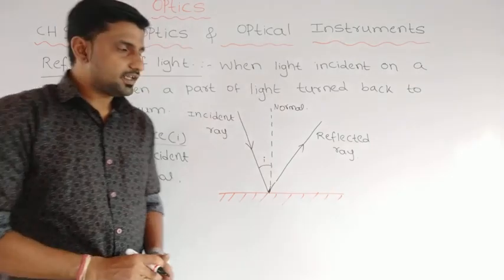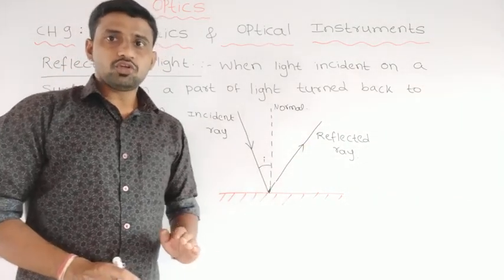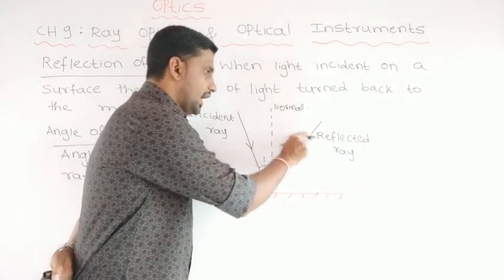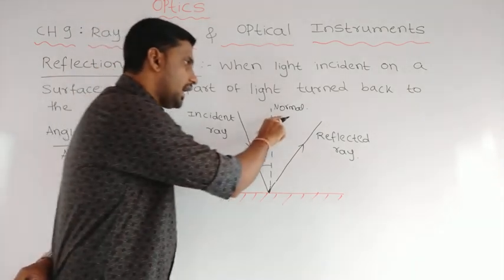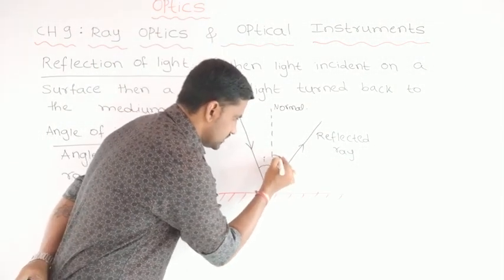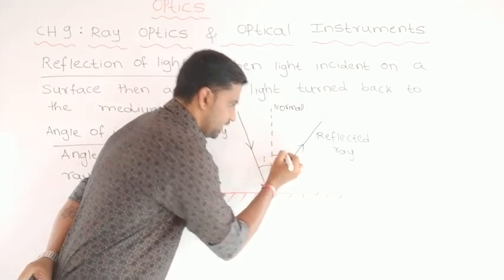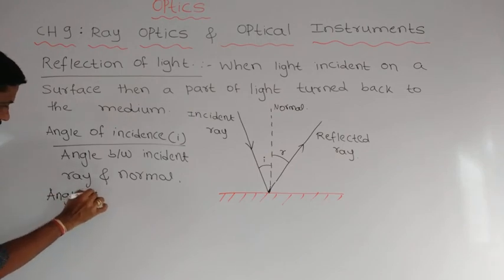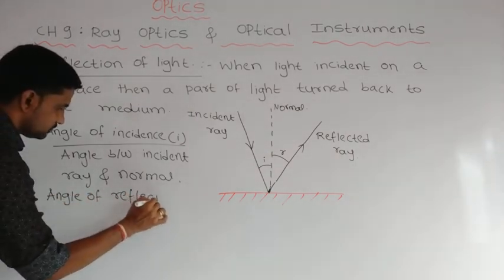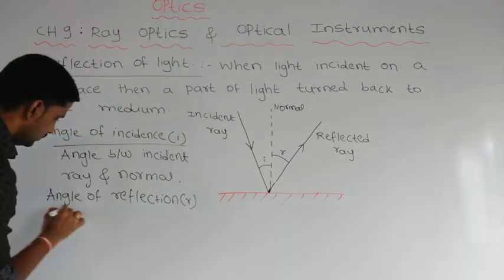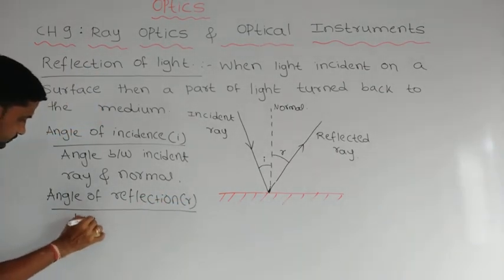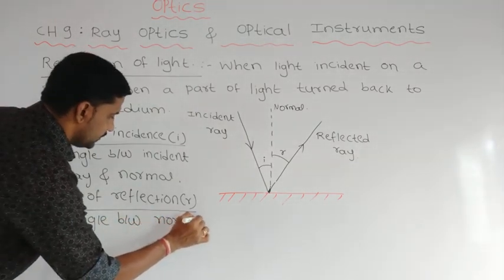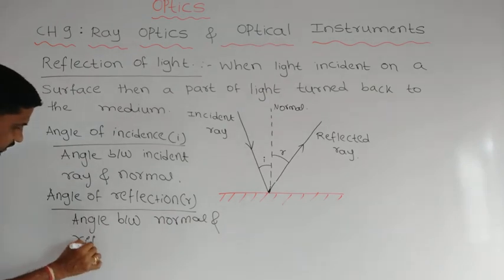Similarly, here I want to find the angle of reflection also. To know the angle of reflection, I am taking the angle between the normal and the reflected ray. This is the angle of reflection, R. So angle of reflection is the angle between the normal and reflected ray.